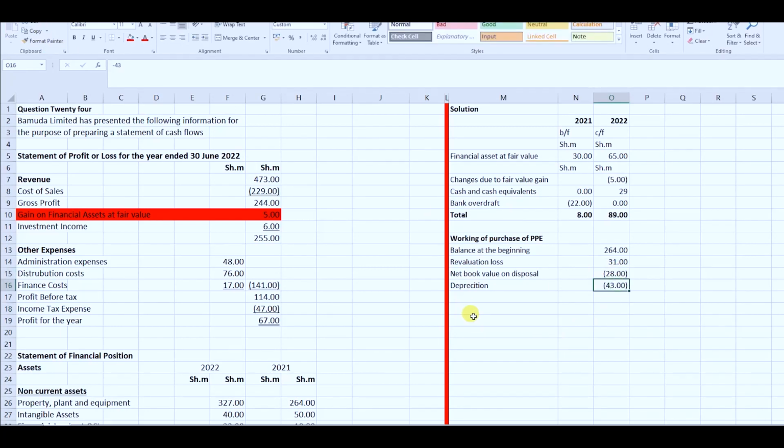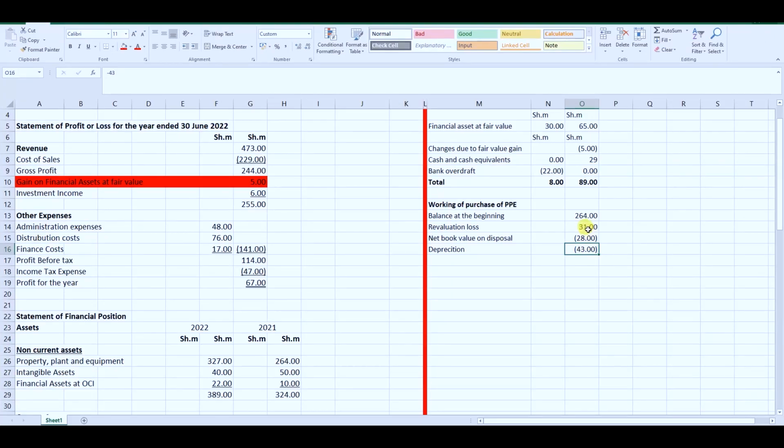Let's move along. Once we've done that, this also needs to be a negative because we're talking about a revaluation loss. Revaluation losses are represented as a negative value. So you put negative there, then open the bracket and close the bracket like that. So it gives us minus 31. So format painter again like that.